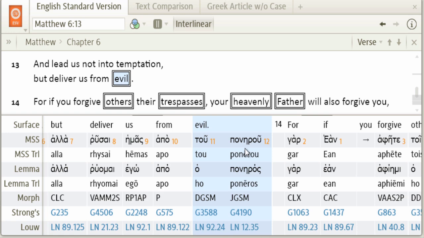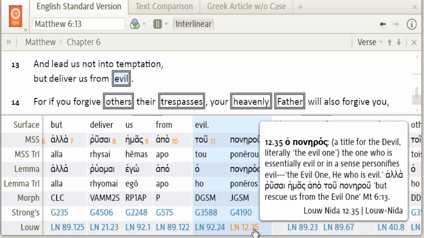Now, if we look down at our Louw-Nida number here, we can see that ponerou, this adjective, can actually be a title for the devil, literally the evil one, the one who is essentially evil or, in a sense, personifies evil. So do you see the difference the presence of the article makes? It's not just deliverance from evil in general, it's deliverance from the evil one.